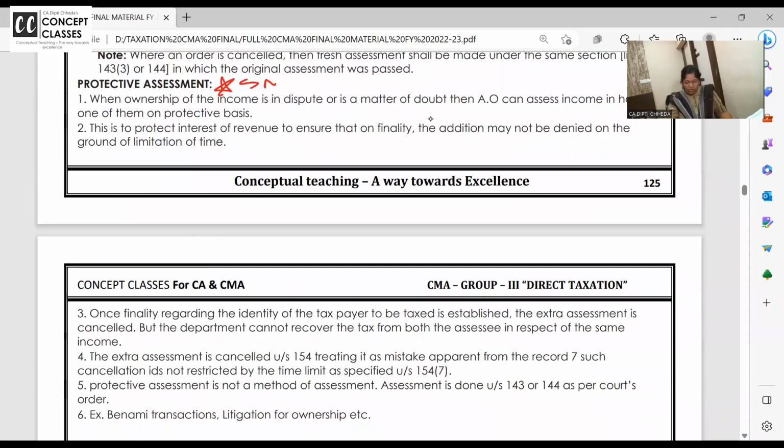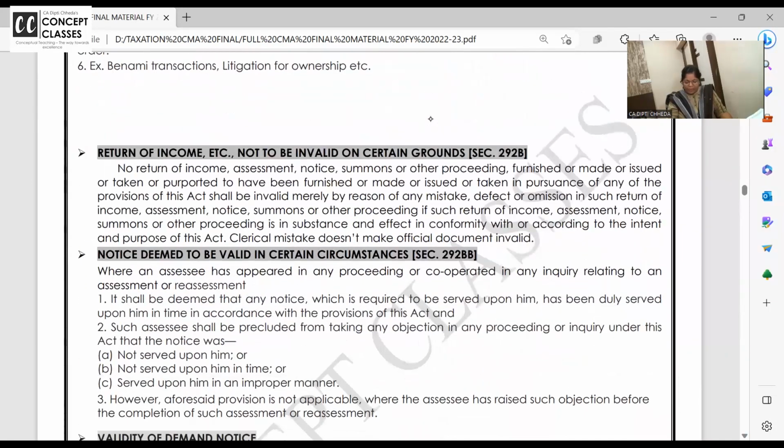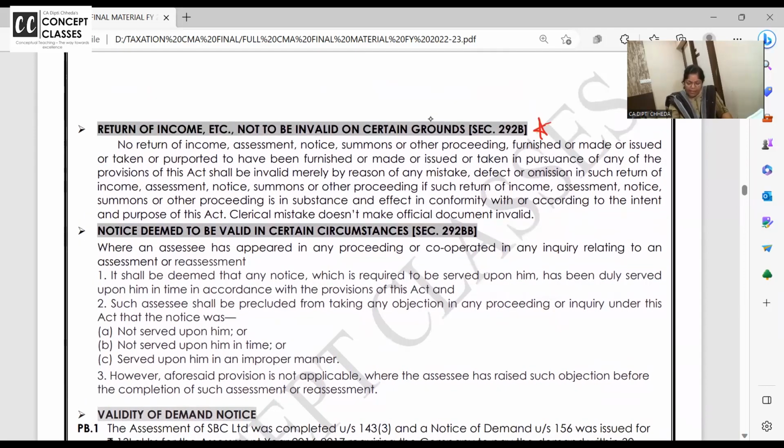All right, protective assessment: I said income will be assessed in one hand. Write it, important for short note. Read it. This was done in the last class. These two are, I feel, pumping hearts. Many questions come on these. Can you just read it on your own? 2 minutes, I'll be back. Read it yourself, and any doubt you have, ask me.